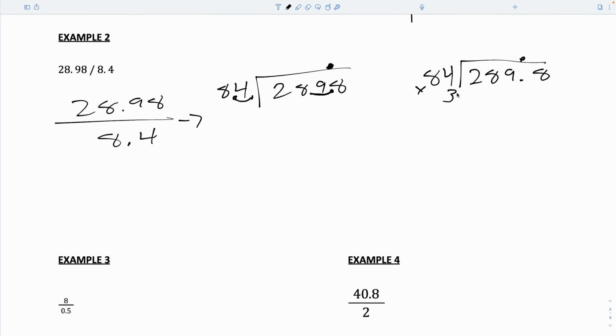Okay, and 8 times 3 is 24. Is that close to 28? That's a trick that you can use. So 8 times 3 is 24. That's close to 28. Let's try it. 3 times 4 is 12.